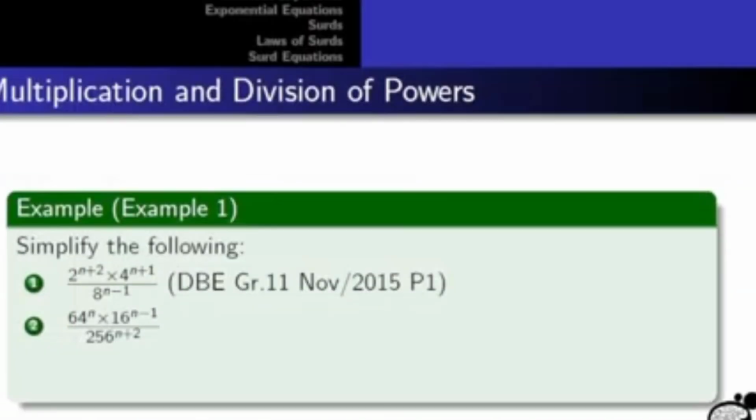Okay, let's rewrite the question. Try to make it large and visible. Okay, let's go to example 2: 64 to the power n times 16 to the power n minus 1, all divided by 256 to the power n plus 2. So we first make prime factors by pressing our calculators.